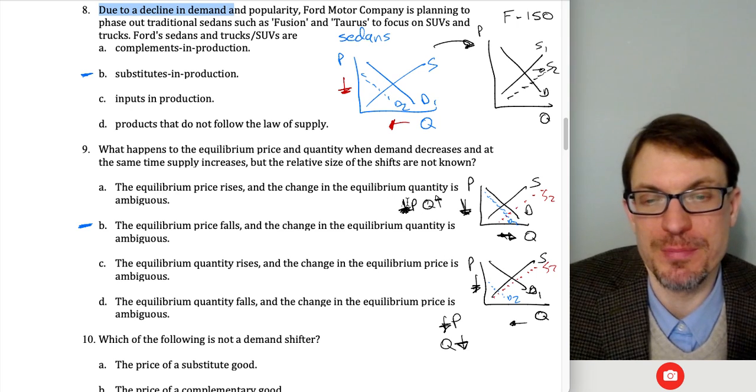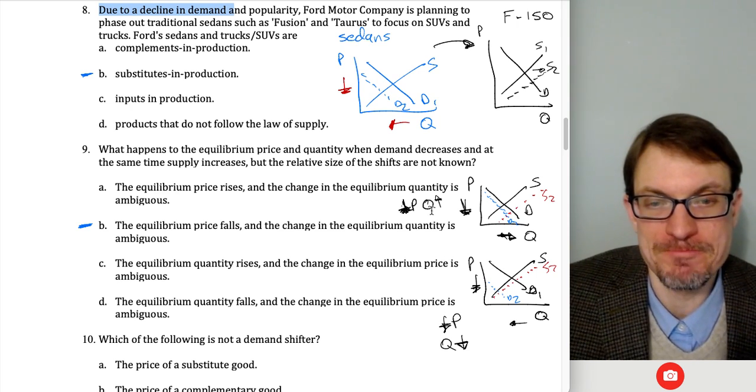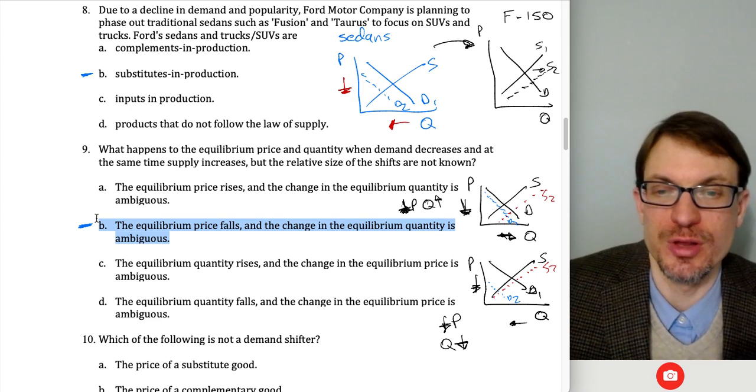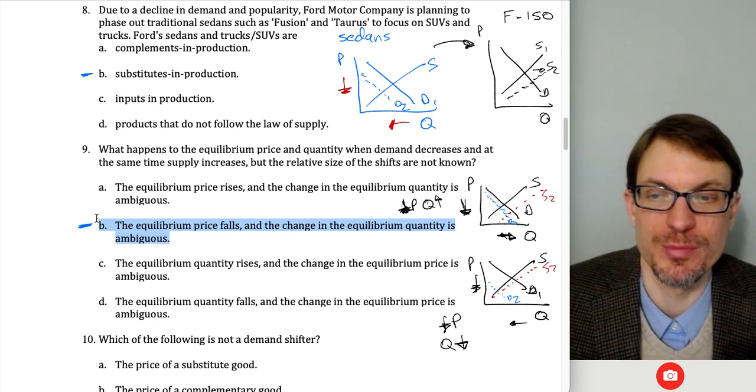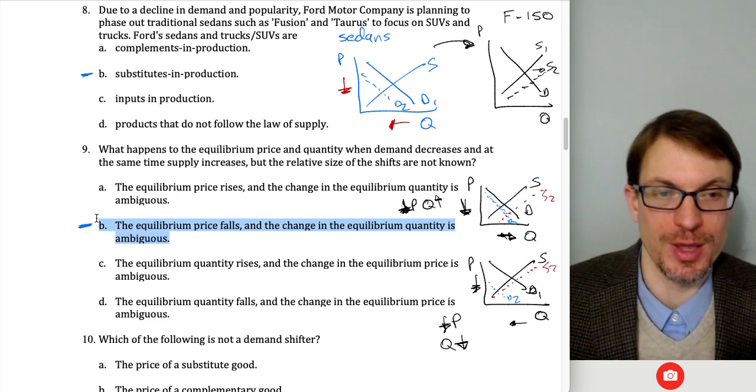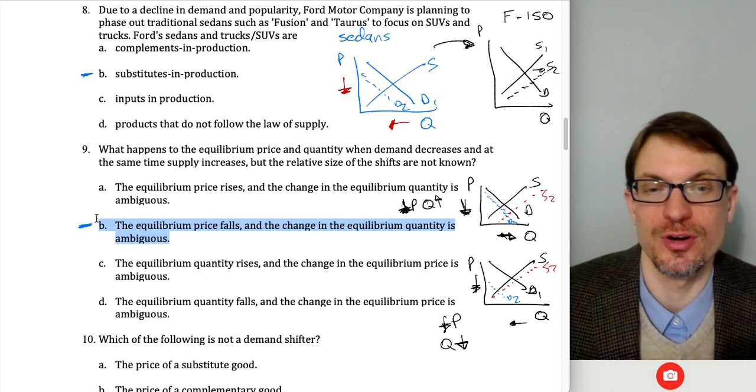So this tells me price is going to fall either way. Quantity could rise or fall. And I'm going to look for that amongst the answers. Equilibrium price falls and the change in equilibrium quantity is ambiguous, right? So this is like I've been saying before, if you draw the right picture, it'll give you the correct answer.